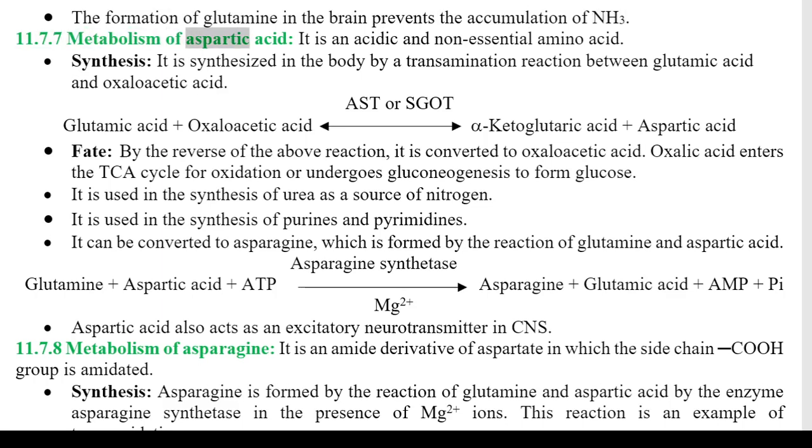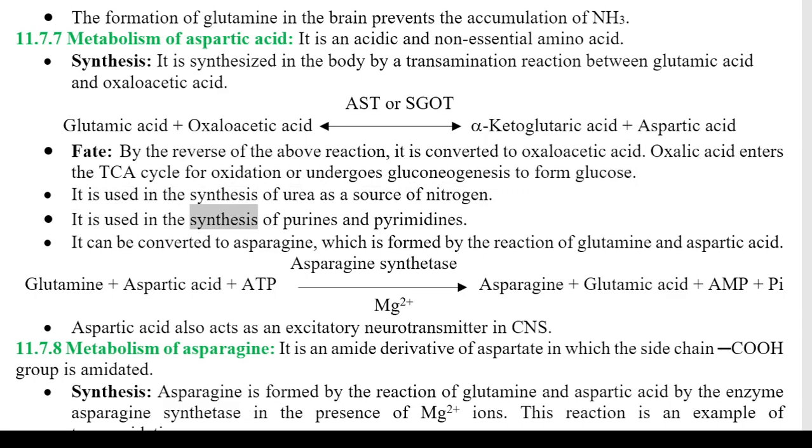11.7.7 Metabolism of aspartic acid. It is an acidic and non-essential amino acid. Synthesis. It is synthesized in the body by a transamination reaction between glutamic acid and oxaloacetic acid. AST or SGOT: glutamic acid plus oxaloacetic acid gives ketoglutaric acid plus aspartic acid. Fate. By the reverse of the above reaction, it is converted to oxaloacetic acid. Oxaloacetic acid enters the TCA cycle for oxidation or undergoes gluconeogenesis to form glucose. It is used in the synthesis of urea as a source of nitrogen.